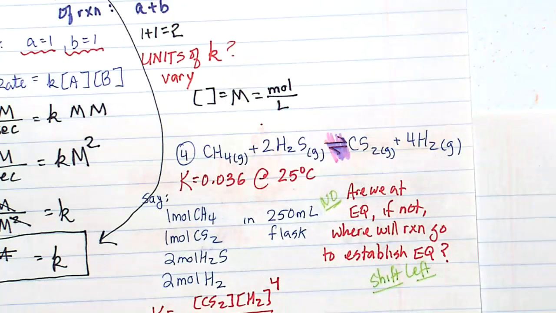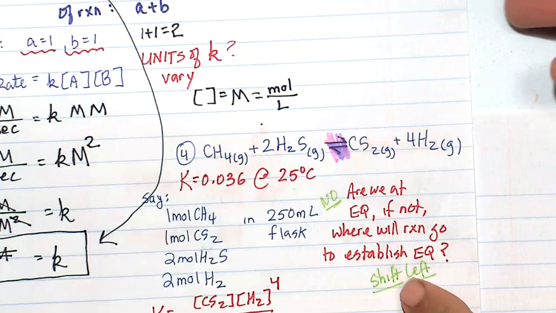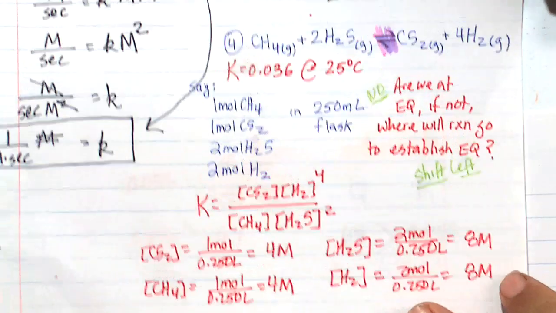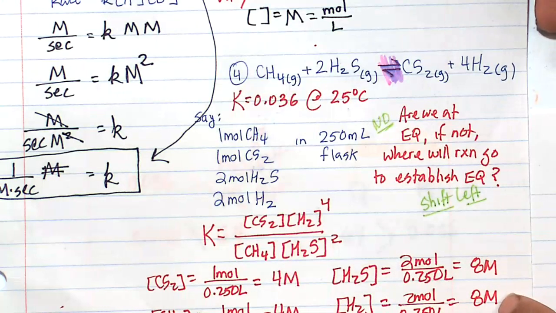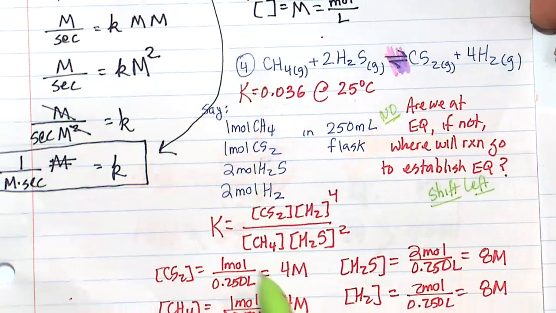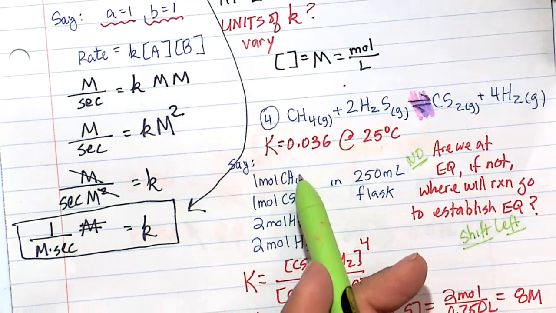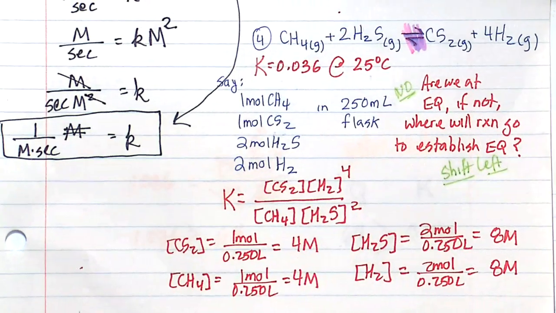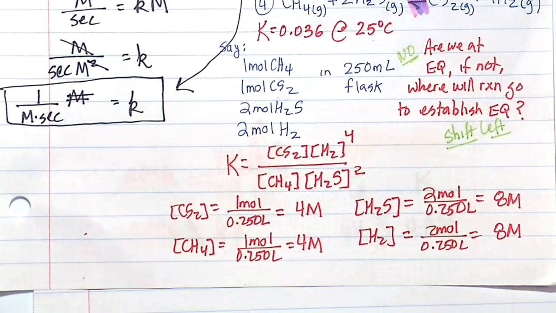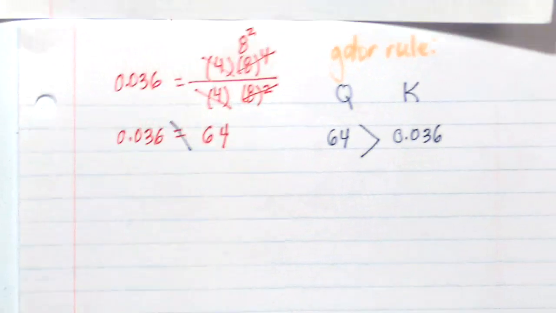So if you're not at equilibrium, obviously these concentrations are not at equilibrium, but to get to equilibrium, it will shift to the left to establish this 0.036 number. All right. So this is called the Gator Rule, or Q. Q is also called the reaction quotient.